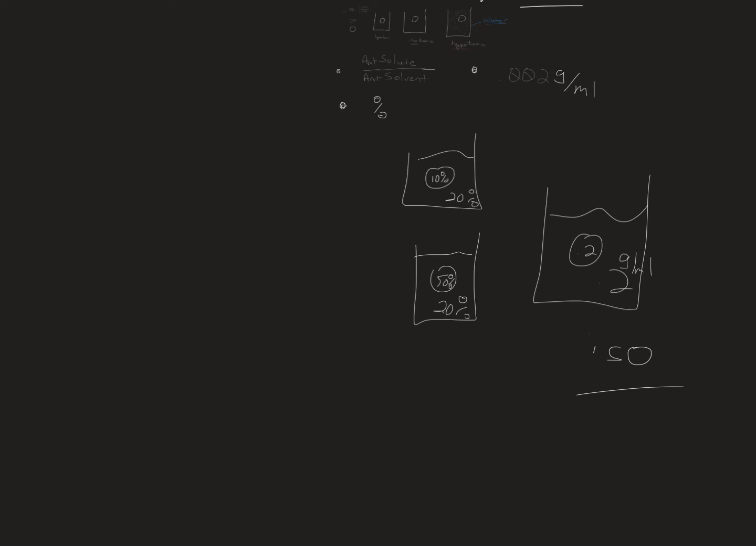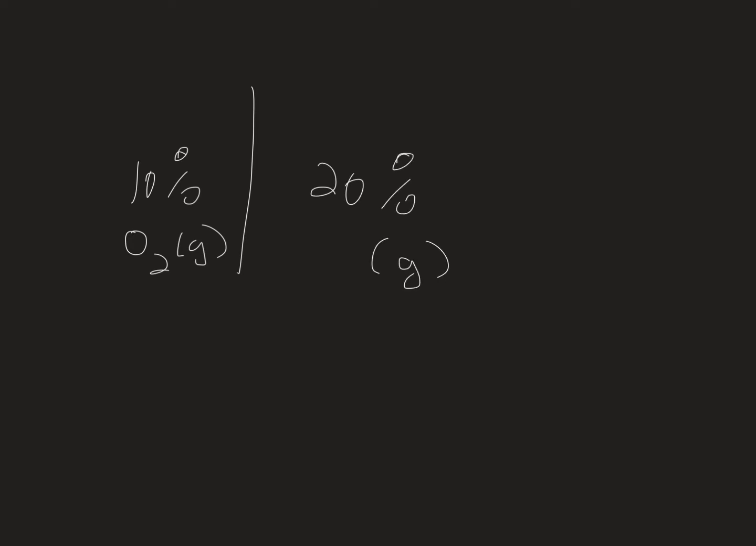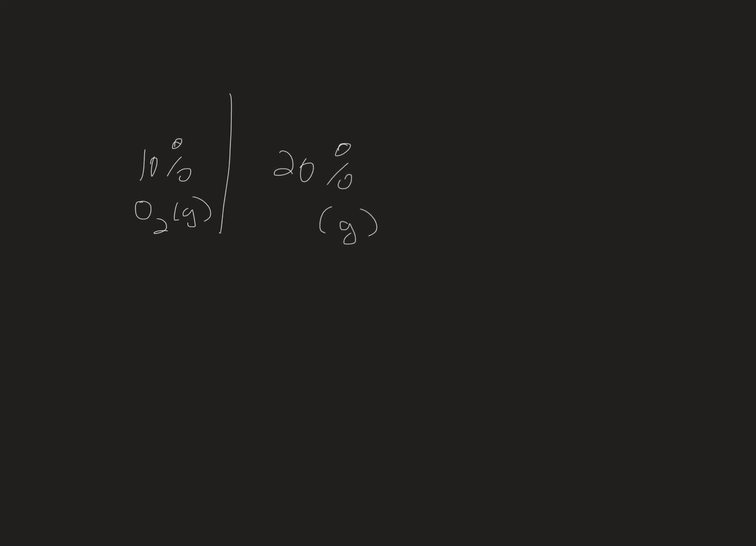All right, so moving on. So that's hyper, iso, and hypotonic. Seems simple. Now, if I give you a situation where one side is 10%, and I tell you it's 10% oxygen gas, and it's 20% oxygen gas. This could be happening in a blood cell, in the lung. I mean, it could be happening everywhere. We don't know.